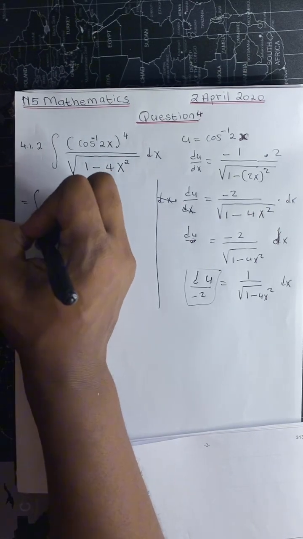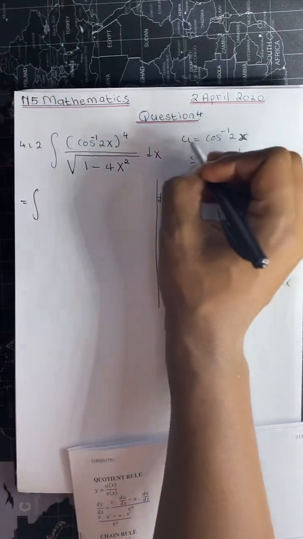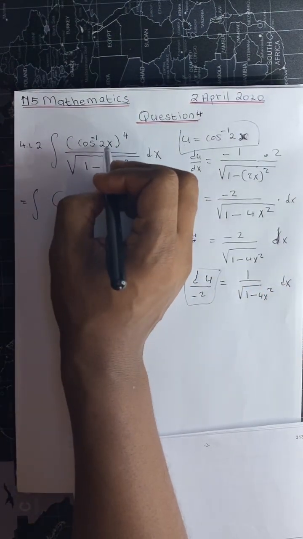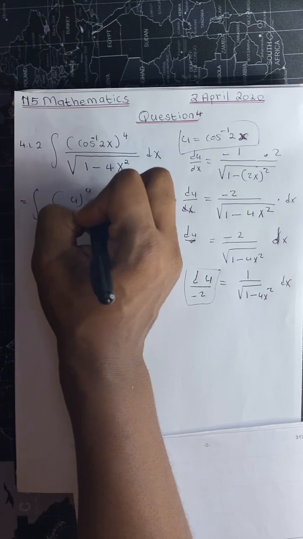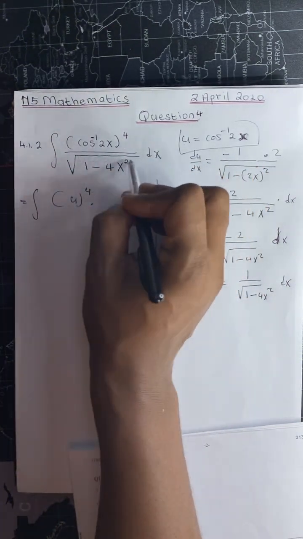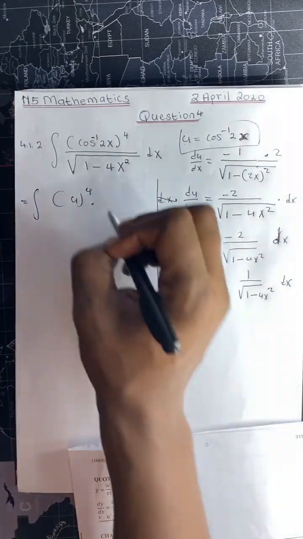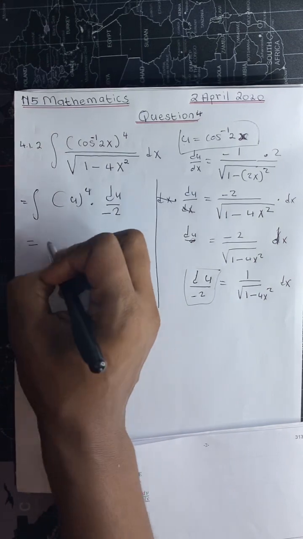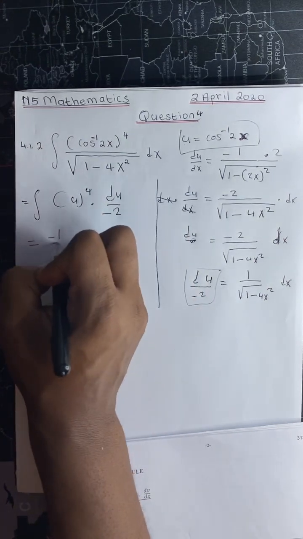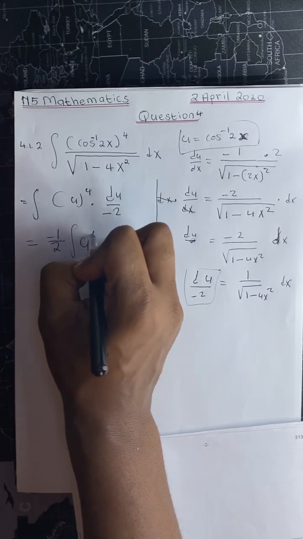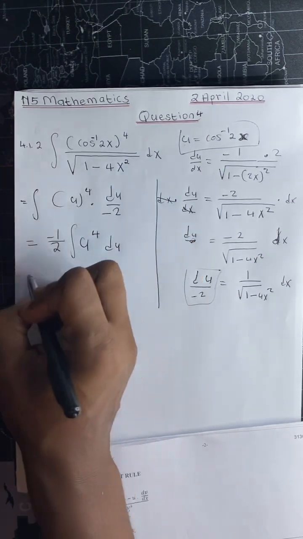So we have the integral of, in the place of this arc cos of 2x, we substitute u, but the arc cos of 2x is raised to the power 4, so we raise that to the power 4. And in the place of this dx over the square root of 1 minus 4x squared, we will substitute du over negative 2. So we can take this negative 1 over 2 out of the integral, so that inside the integral we have u to the power 4 du.